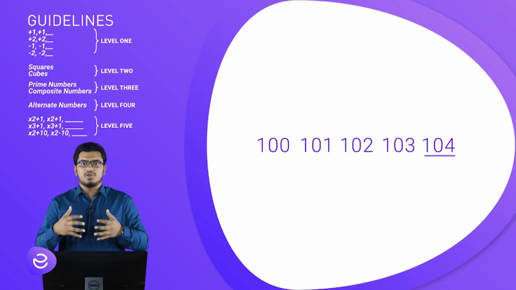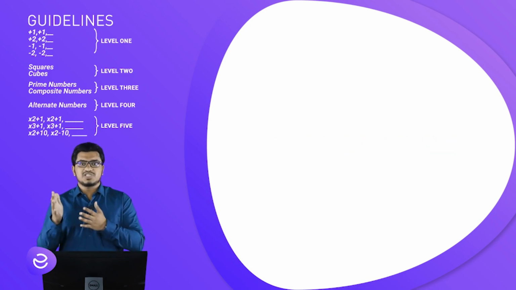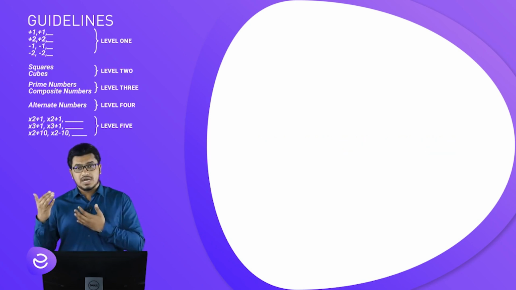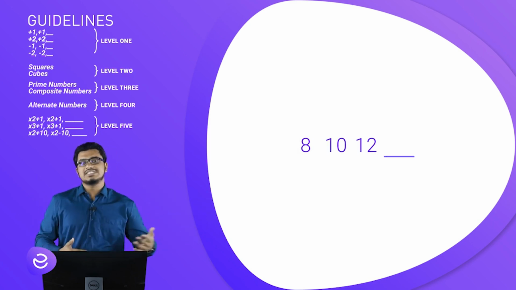You might have got the idea behind this. If it's a plus 2 series, you get something like 8, 10, 12, and then if there is a dash, the answer is 14.